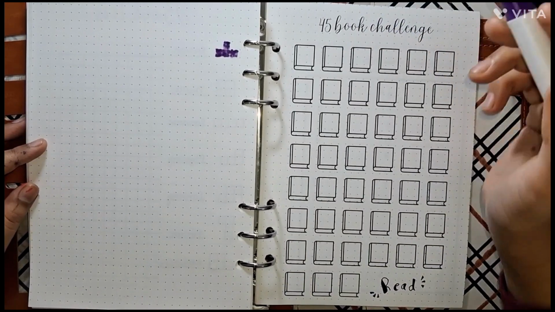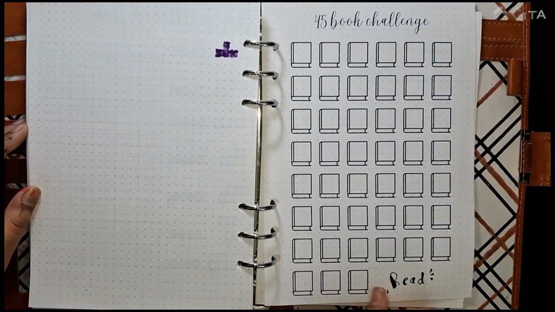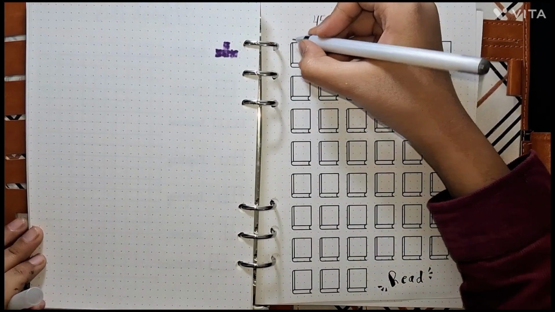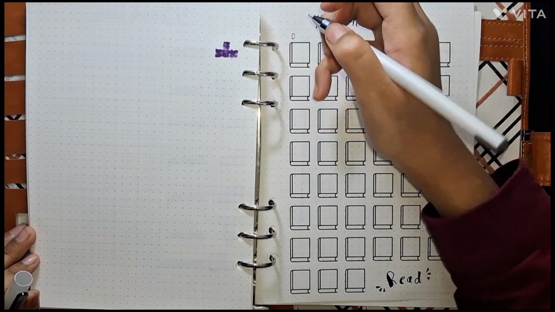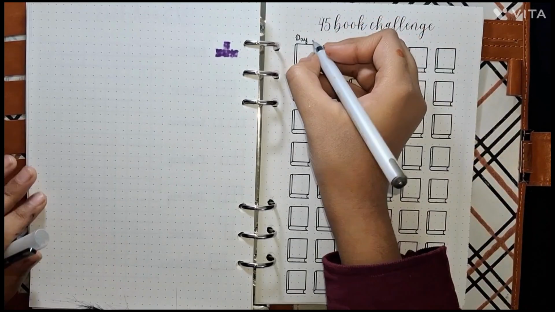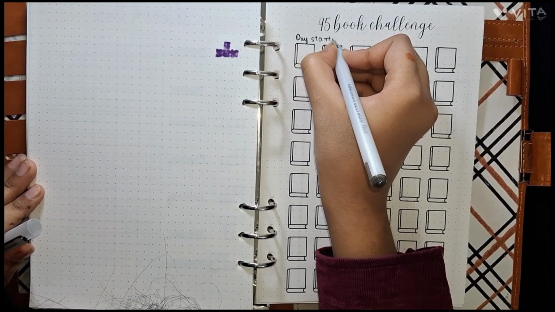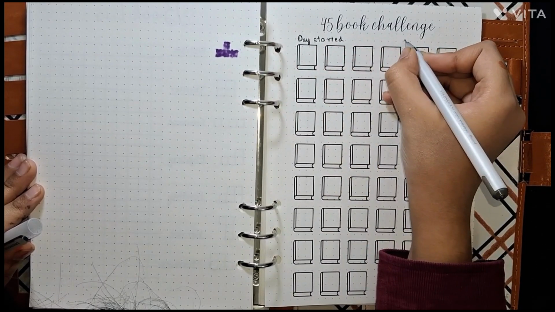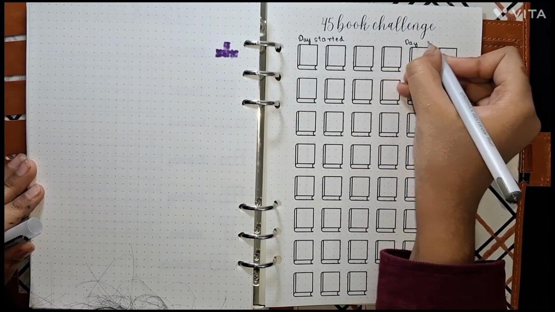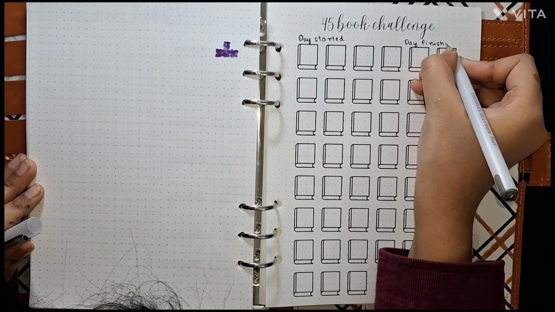Then I got a 45 book challenge. The main goal is to read 45 books in this year, and I'll write the day I started and the day I finished. I'm going to be reading a lot this year.